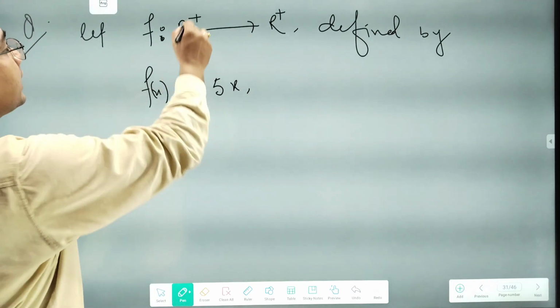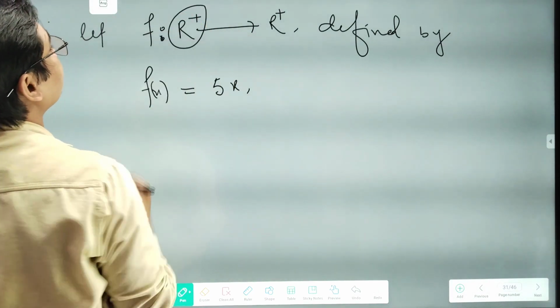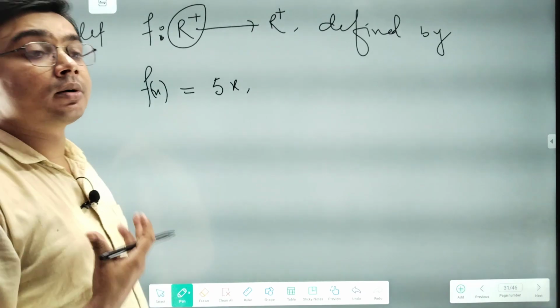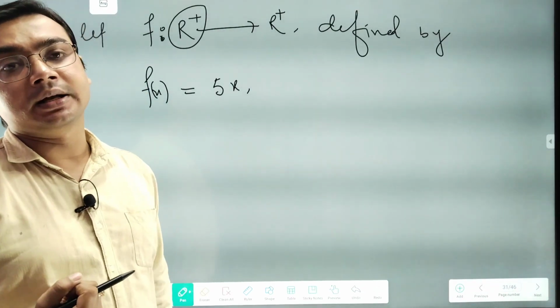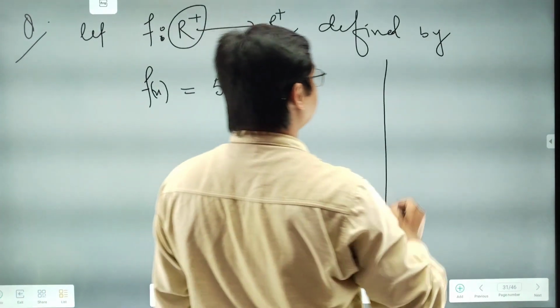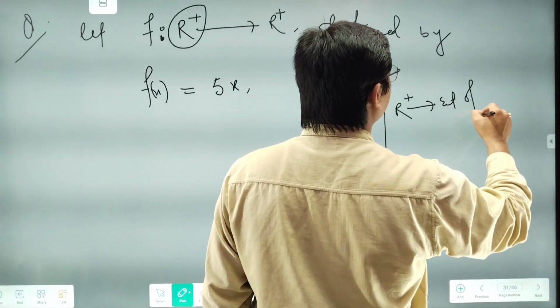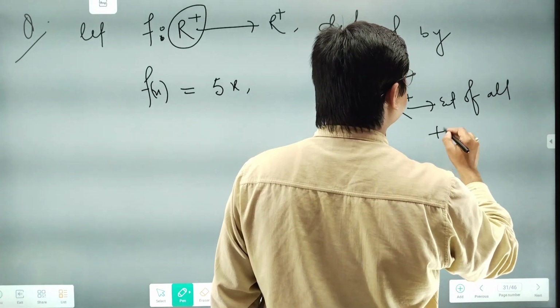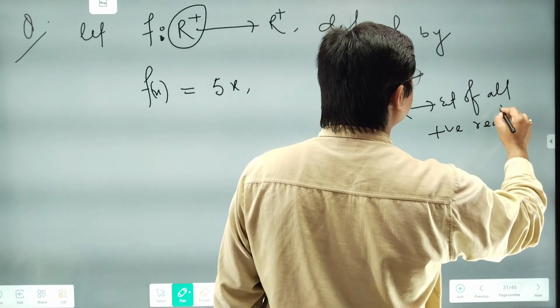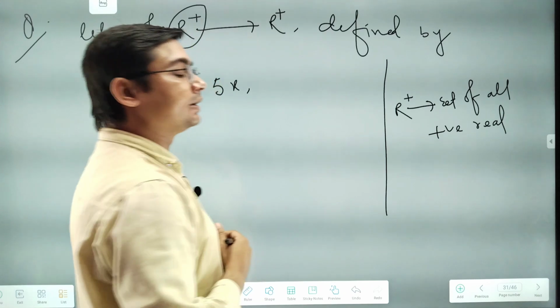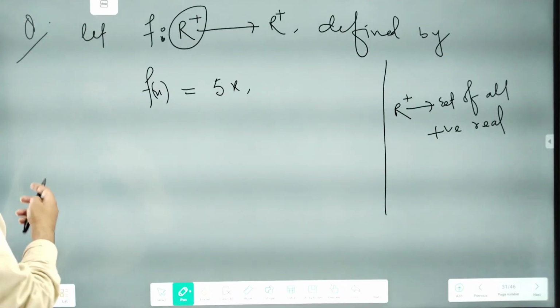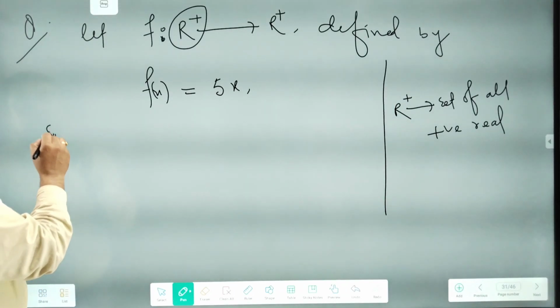You see here, what is R plus? R plus means the set of all positive real numbers. I mentioned here, this R plus means the set of all positive reals, all the positive reals we consider here. Now you see, to verify, what do we do here? How can we prove?